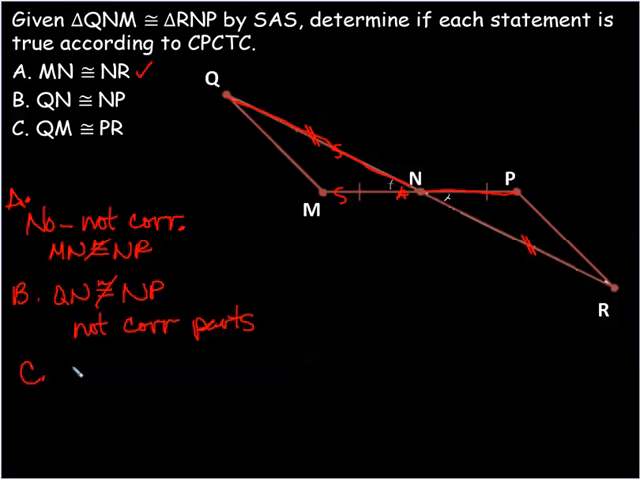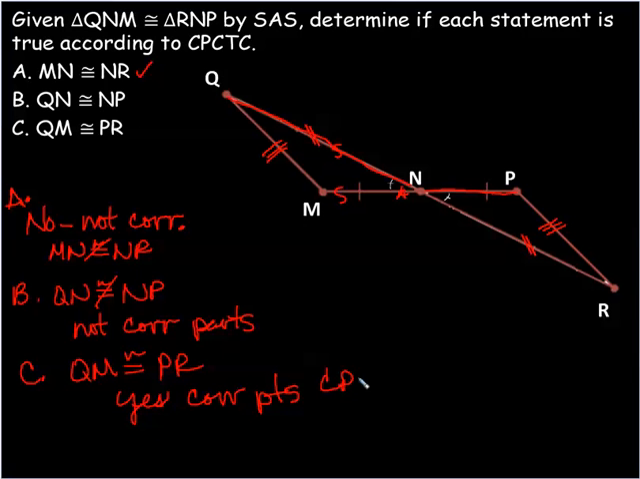And C says, is QM congruent to PR? So let's look. QM is right here. I'm going to put 3 marks on it. To PR. Yep, yes it is. Because they are corresponding parts. CPCTC. There we go.